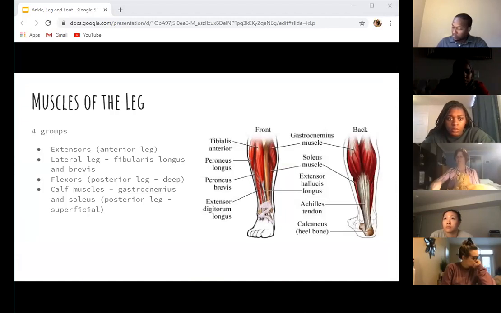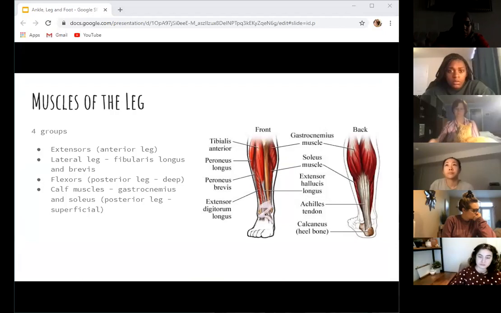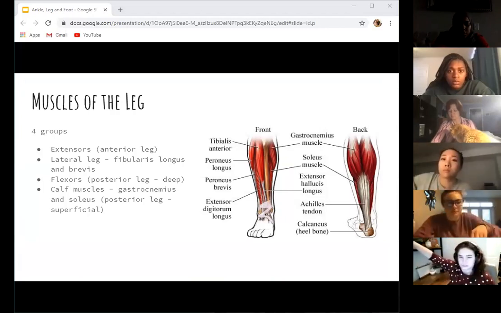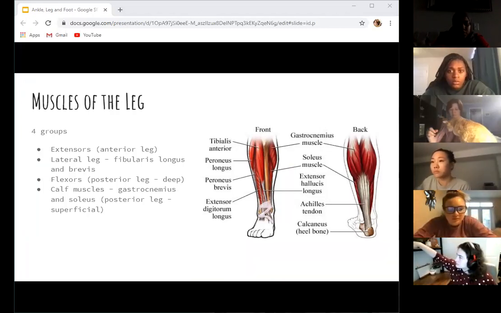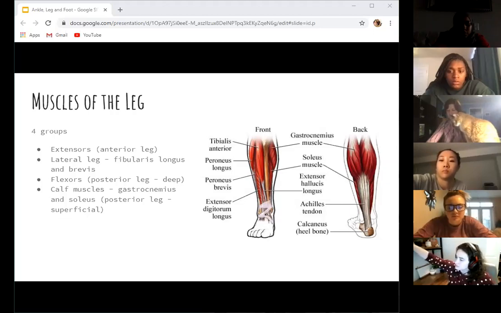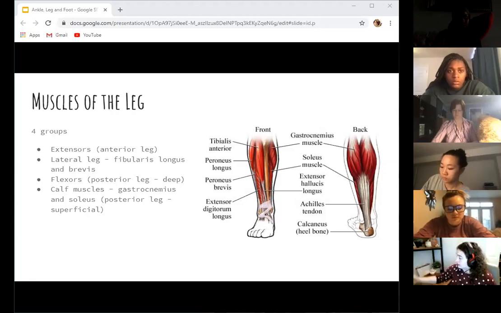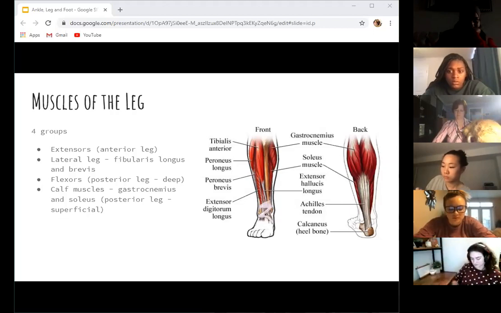Okay, so those were the two bones of the leg. And now we'll move on and look at muscles of the leg. So muscles of the lower leg can be divided into four groups. So you have your anterior compartment, which are going to be your extensors. You have your lateral compartment, which will be your fibularis longus and brevis.